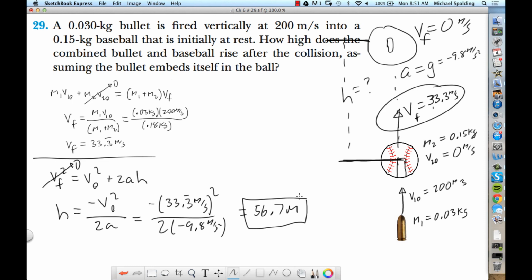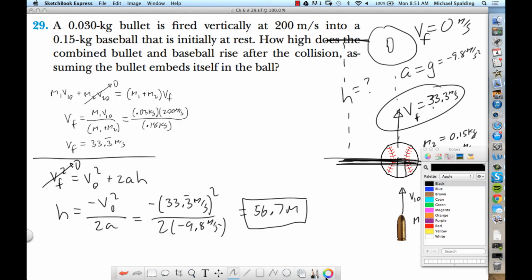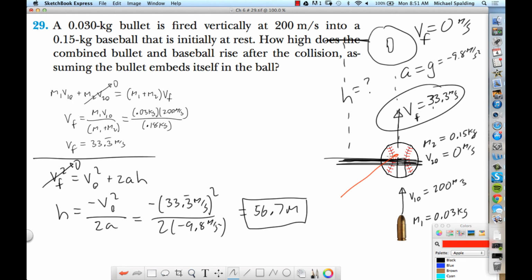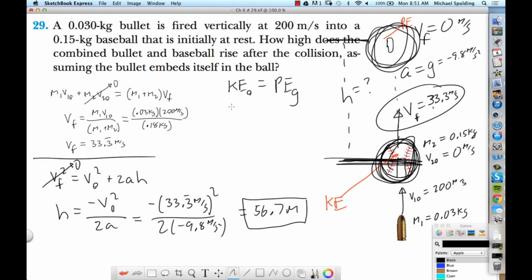Now look, if you would have done conservation of energy, what type of energy do we start with right after the collision? The second the collision's done, what type of energy do we have? Kinetic. That kinetic gets converted to what? Potential. This is chapter 5. So the kinetic energy right after the collision ends is equal to the potential energy of gravity. Kinetic here goes to potential here. Kinetic energy is 1/2 mv squared, potential energy is mgh. The m's cancel. H is going to be v squared over 2g.